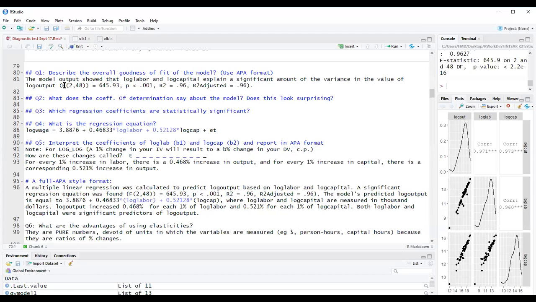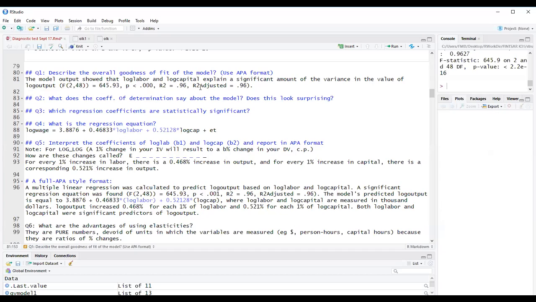Then sasabihin natin kung ano yung F-stat, degree of freedom 1, degree of freedom 2, F value, P. Dapat to 0.000, no? Practically 0 kasi. R squared 0.96, R squared adjusted 0.96, to 2 decimal places. Okay, so that's the overall goodness of fit. Pinakita natin yung p-value niya, okay? But in layman's terms, guys, sabi natin that the model is able to explain the variability of your dependent variable, which is log output.